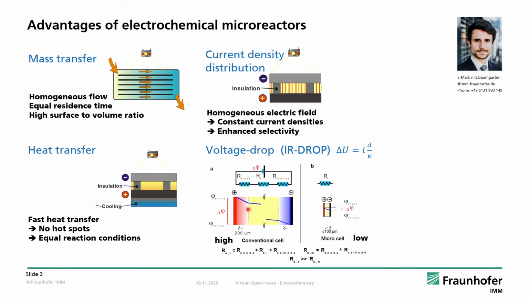As you can see here, we have the reduction of the electrolyte volume and the compression of the diffusion layer here. We can do the reaction with a low concentration of conducting salt or without any conducting salt, and we can lower the energy consumption which is needed for the reaction.